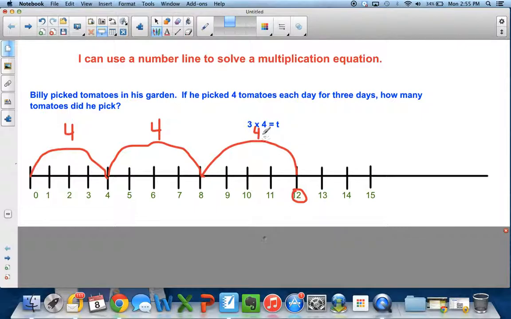So we just have to make sure that we make the number of groups that we have in our problem and the correct number that are in each group, because in here we know we have 3 groups because there's 3 different days. We wouldn't have 4 groups because we didn't have 4 days. We had 3 days.